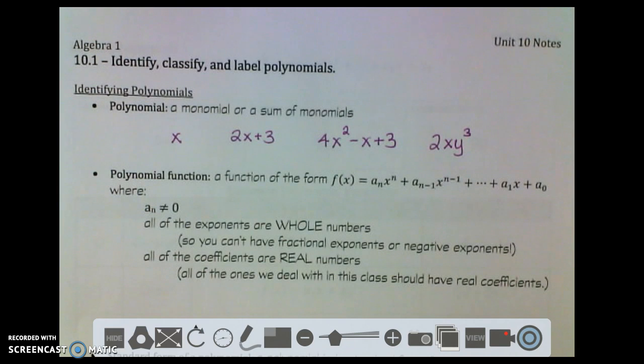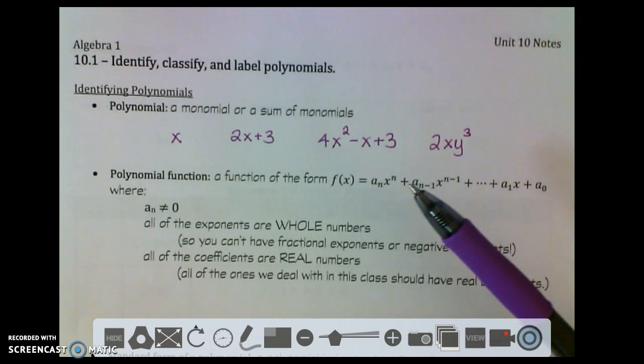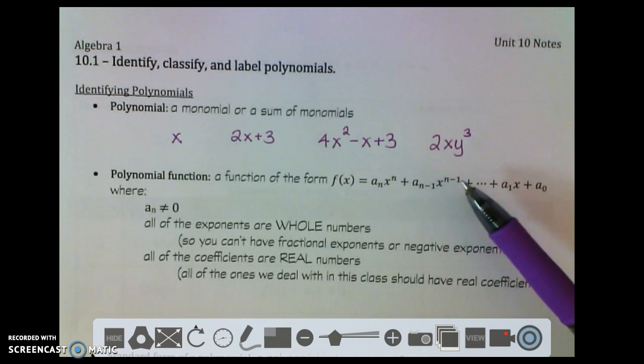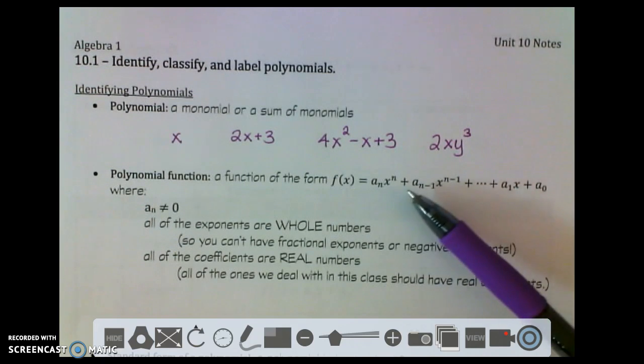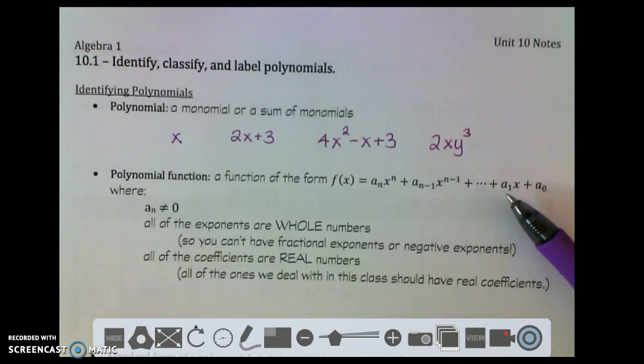Now, a polynomial can be written in the form f of x equals a sub n times x to the n plus a sub n minus 1 times x to the n minus 1, and so on and so on. So we would keep subtracting numbers from n until we got all the way down to 1. So we have a sub 1 times x, and then our invisible exponent would be a 1, plus a sub 0, and then x to the power of 0, and x to the power of 0 is just 1, and that's why we don't write that one here.